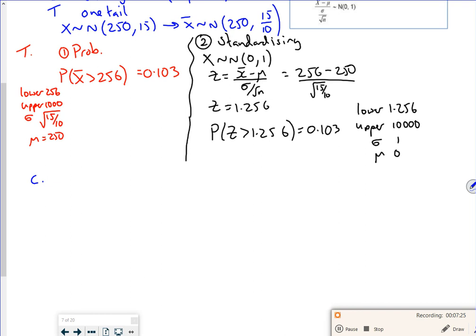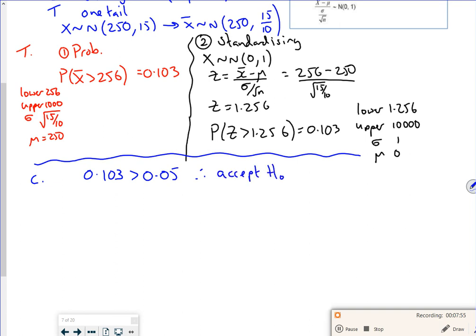Right, so let's do the C bit now. For both of these, now it's exactly the same. My 0.103 is greater than 0.05. It's close enough. What I'm saying is the 256 is close enough to the 250, with a variance of 15, so it's fine. Therefore, I accept H naught.